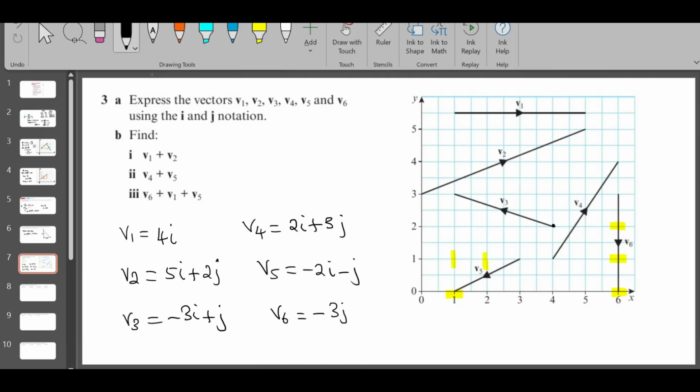That's all. So when they ask you to add, just add the like terms. For example, v1 plus v2, you add these two, you'll get 9i plus 2j. Just add. It's just like normal addition. When it comes to addition and subtraction, add or subtract the like terms.